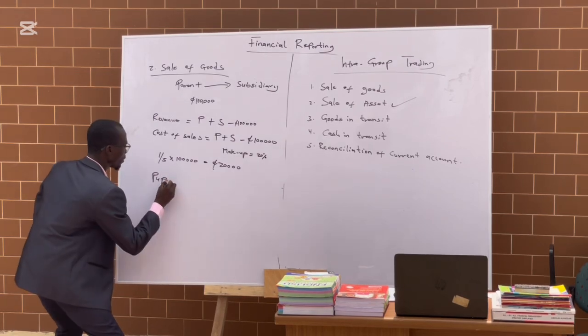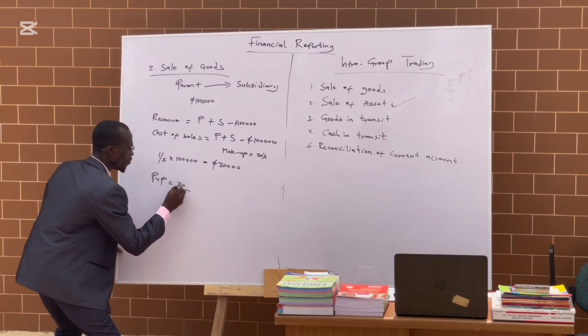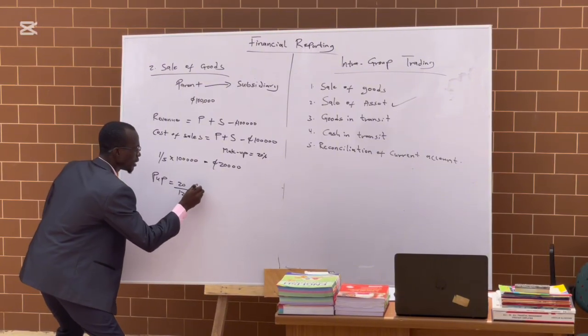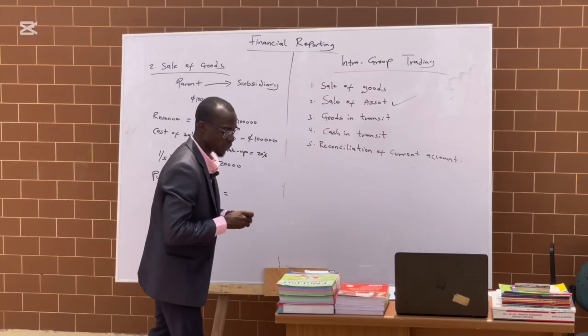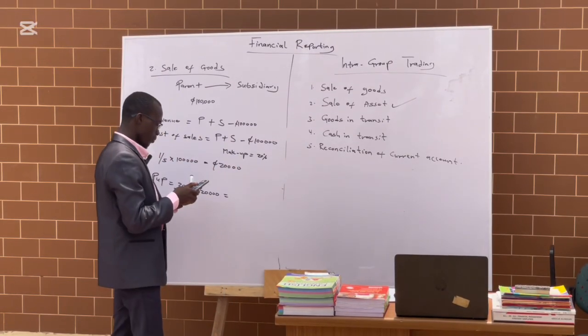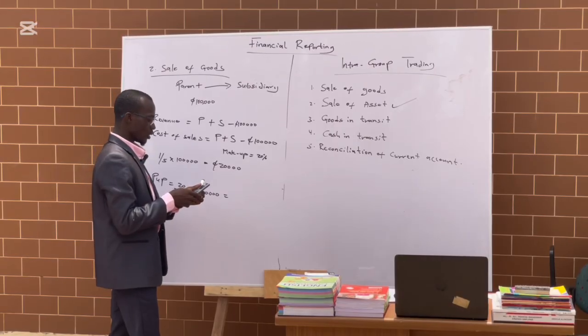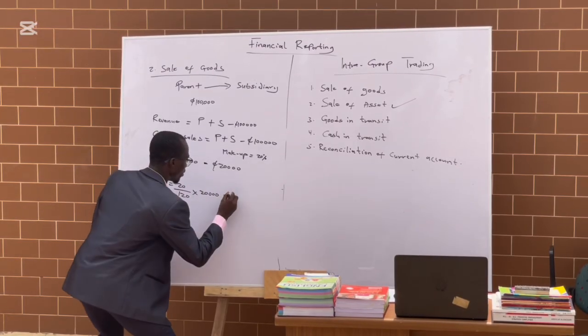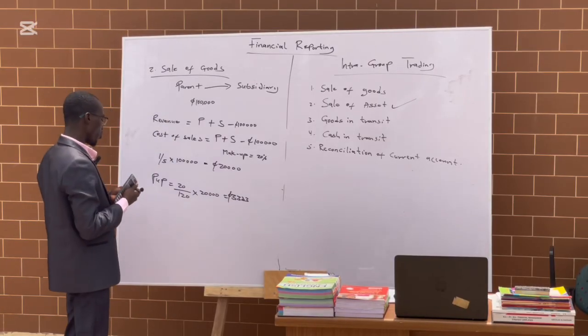So if you want to calculate the PUP, or provision for unrealized profit, it will be your 20% over 120 times 20,000. So let me see what we're going to have. You multiply this by 20 over 120, and we have 3,333. So this one will be the provision for unrealized profit.